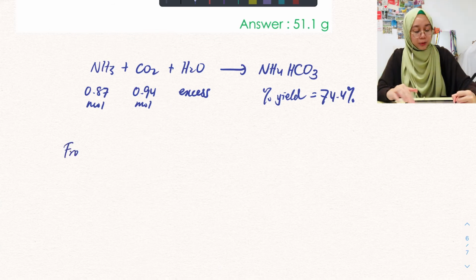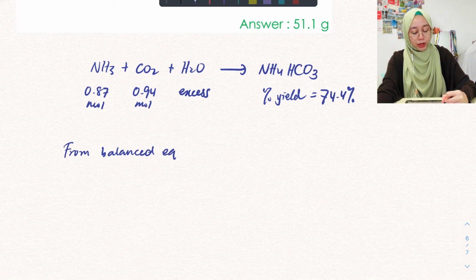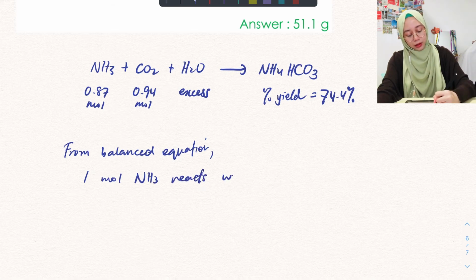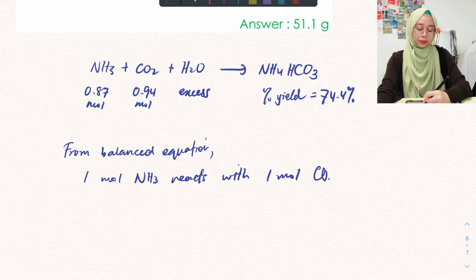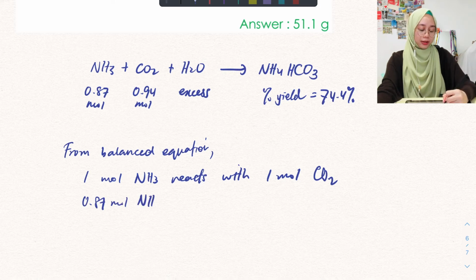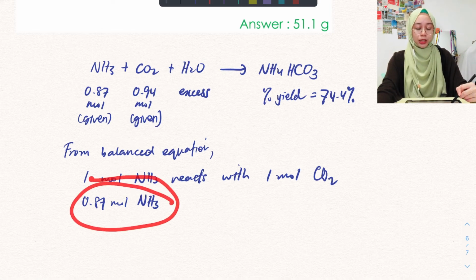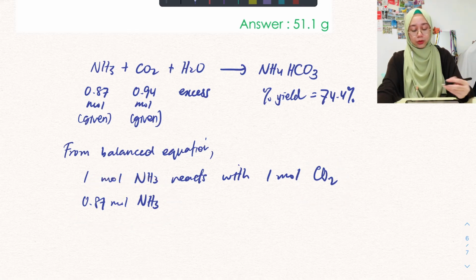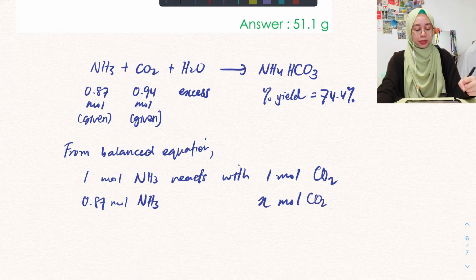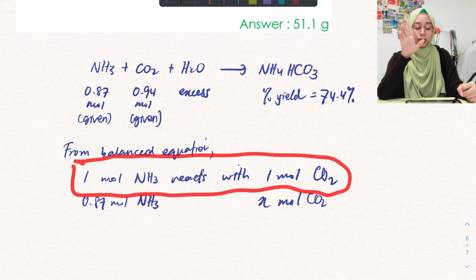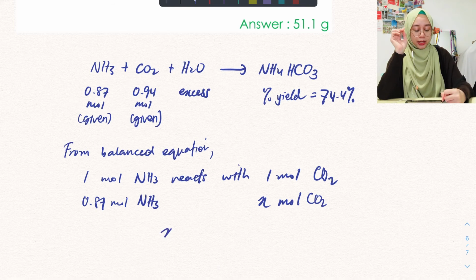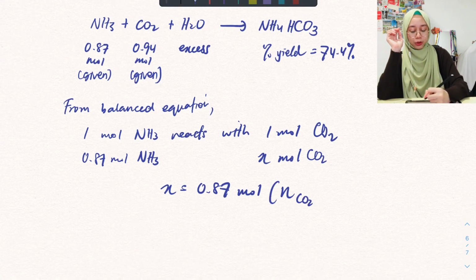So from the balanced equation, always double check first whether the equation is actually balanced or not. From the balanced equation, 1 mole of ammonia reacts with 1 mole of CO2. So if we have 0.87 mole of ammonia, the 0.87 and 0.94 are basically the given moles. Since we have used the ammonia moles in the stoichiometry relationship, we need to find the needed moles for CO2. So we put X mole of CO2 here. Because the balanced equation is 1 to 1, the ratio between CO2 and ammonia is 1 to 1, so X here is 0.87 mole. What is this 0.87 mole actually? This is the mole of CO2 needed.